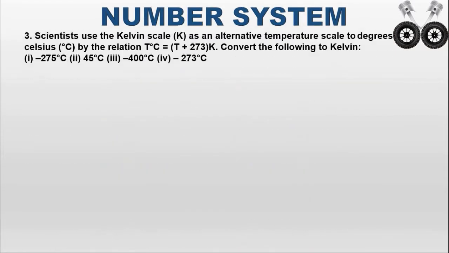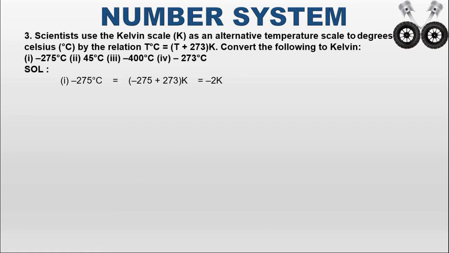Next one: scientists use the Kelvin scale K as an alternate temperature scale to Celsius C by the relation T degree Celsius equals T plus 273 Kelvin. Convert the following to Kelvin. So degree Celsius can be converted into Kelvin. For the conversion, they have given the formula T equal to T plus 273 Kelvin. So what is the first one? Minus 275 degrees Celsius.